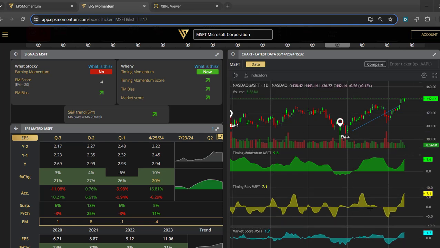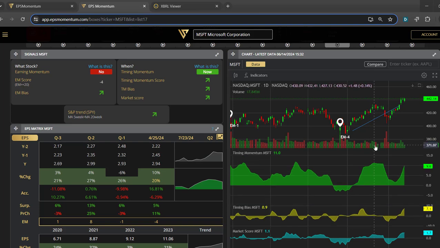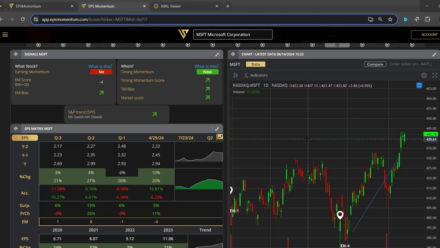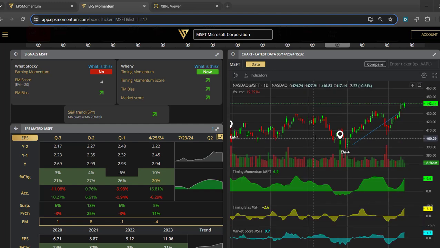Now, one important thing, of course, is you may have noticed the three indicators that you may well be very familiar with now: the timing momentum, timing bias, and market score. I'm not going to go over their meaning, but it's important they're there. If you double click, you can remove them or bring them back in the chart.